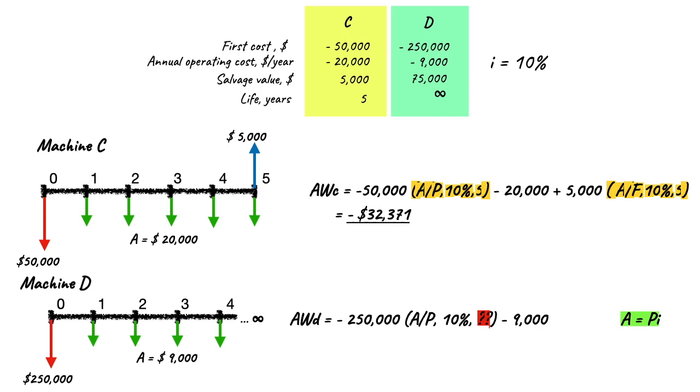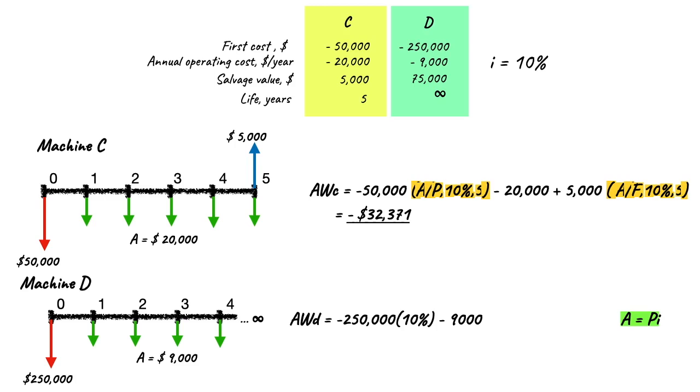So, ta-da, and a new equation. The new equation for the annual worth analysis is the present worth, which is negative $250,000, multiplied with the interest rate of 10%. In this formula, you have to write it as 0.1, and then minus the annual series of $9,000. Do you need to multiply with any conversion factor? No need, because it is already in annual series.